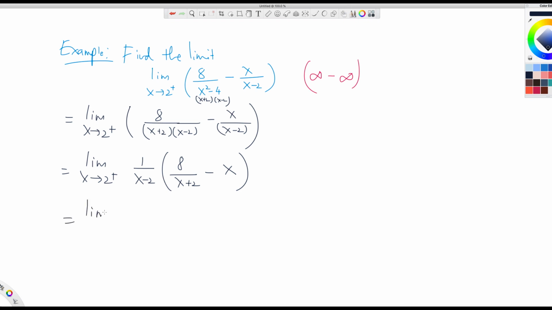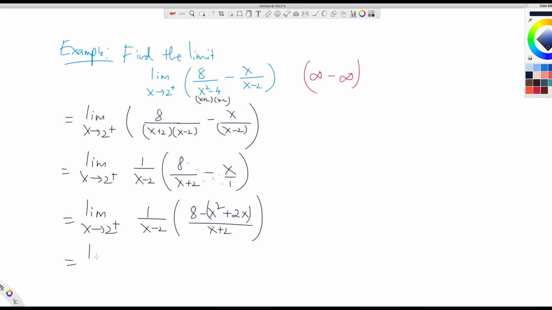So limit x tends to 2 plus 1 over x minus 2, right? I want to combine these two. So there is 1 on the bottom. So just multiply x plus 2 times 1 is x plus 2, and then do the cross multiplication, right? You multiply this with that one. So what do you get? You basically get 8 minus x times x is x squared, and then plus x times 2 is 2x. You can do that way.